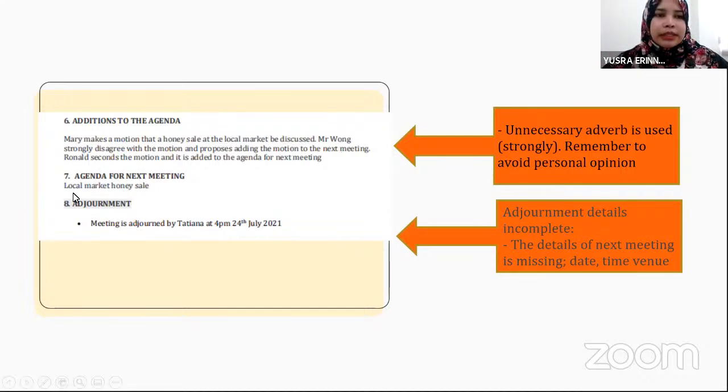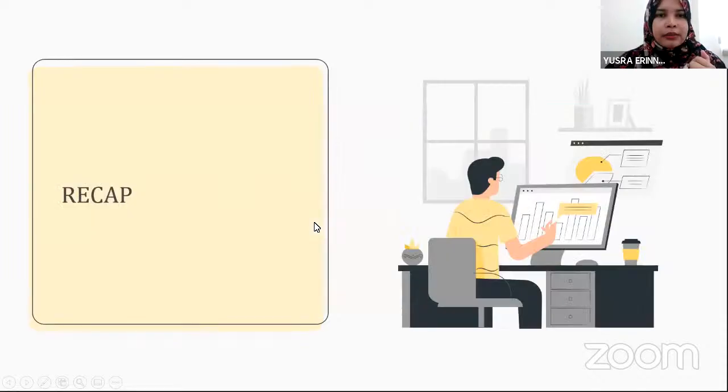So the last one, adjournment. Adjournment over here is having a problem, because it's incomplete. As I said just now, adjournment must include the name of the people who adjourn the meeting, the time, the date, and also the details of the next meeting. Okay, all right, so it should be put into adjournment.